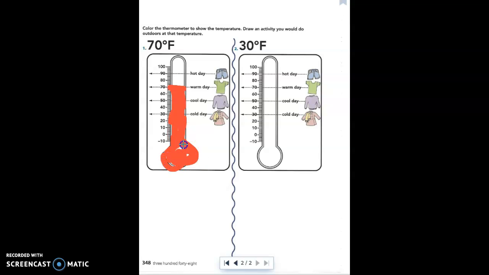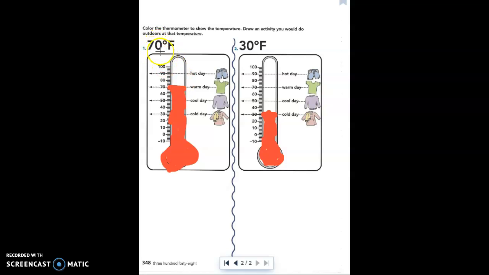Oh, look at that. Isn't that great coloring? Aren't you impressed with Mrs. Palman's coloring? All right, in this one, it's 30 degrees. So I'm going to draw that line across 30. There's the 30. I'm going to start there, and then I'm going to color in everything underneath 30. Color, fill it in. So my thermometer represents 30 degrees. Now, the last thing I need to do is draw a picture to show something I could do on both of these days.